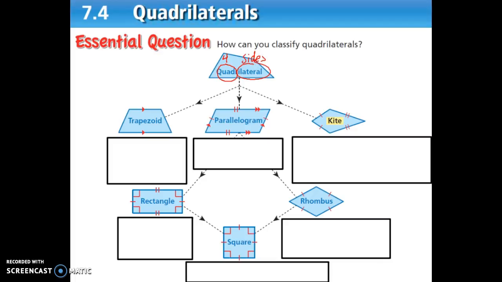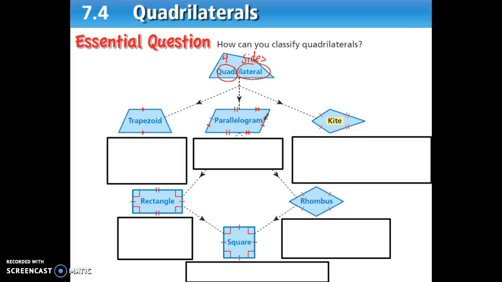When a shape has four sides, it can then branch off into three categories. Either two of the sides are parallel. These two arrows mean that those top and bottom sides are parallel, making the shape a trapezoid. Or maybe both pairs of sides are parallel. The arrows on top and bottom of this shape match, as do the arrows on the left and the right of the figure. Since both pairs of opposite sides are parallel, we call this a parallelogram.